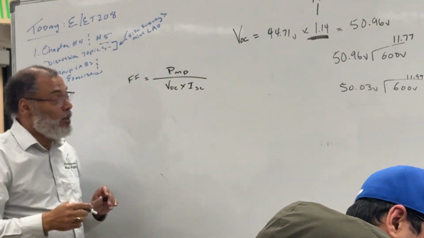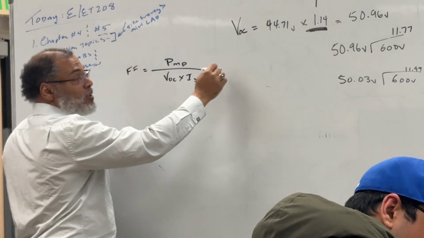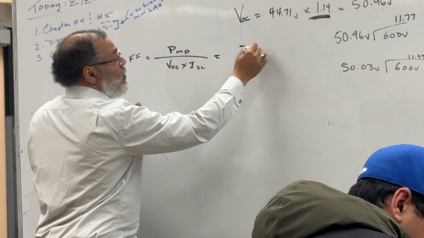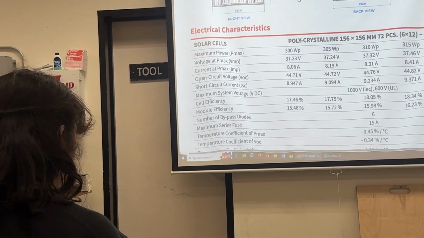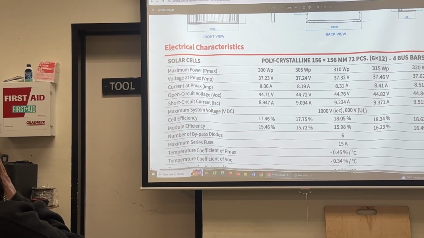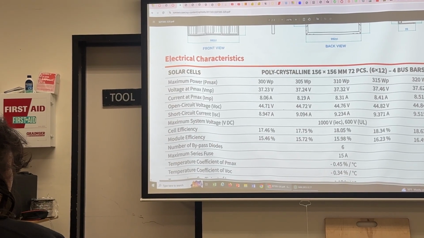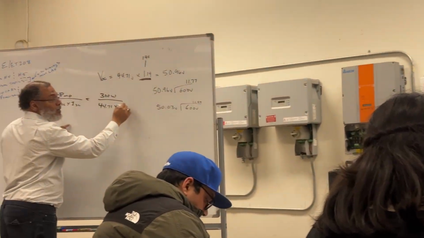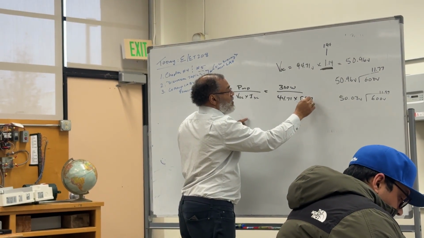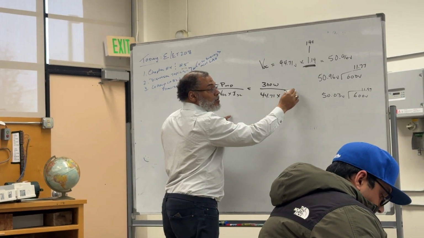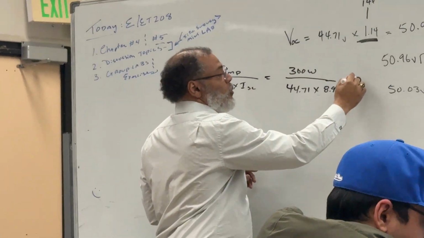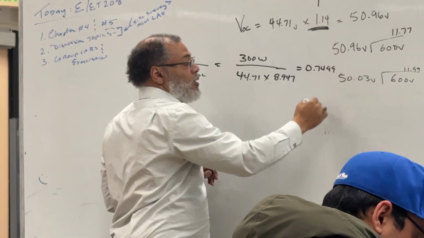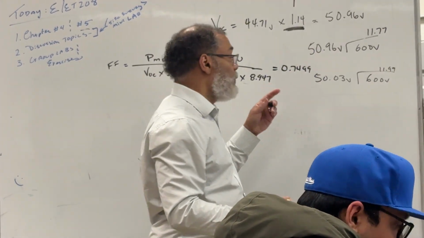Yep. All right, so what do we got? What's the maximum power? 300 watts. What's the VOC? 44.71, times short circuit current 8.947, equals 0.7499. So that's the fill factor.